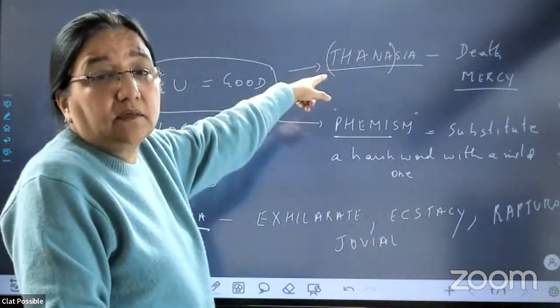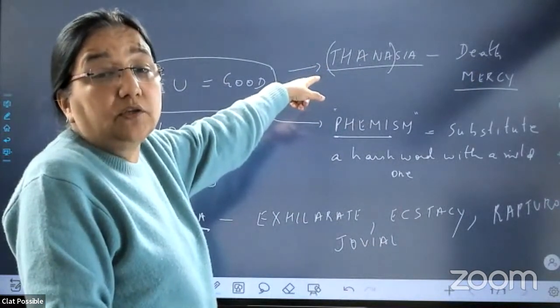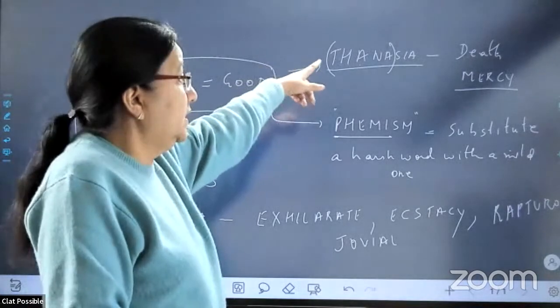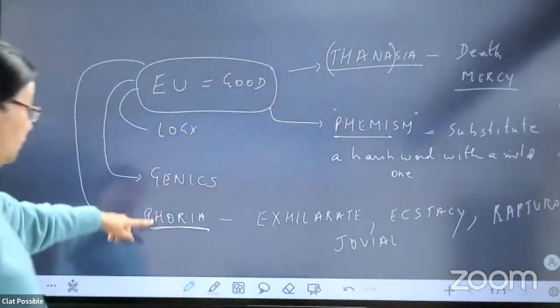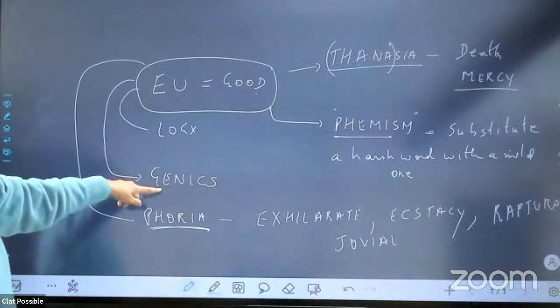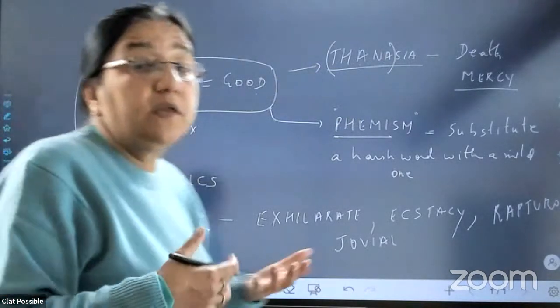Euthanasia हो गया good death. Thanatos is death. Thanatology study. Thanatos is death. Good death. Mercy killing. Euphoria, extreme happiness हो गया बेटा. Eugenics. Now this is good produce.